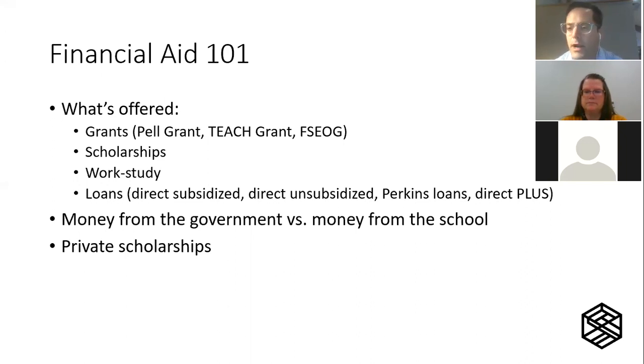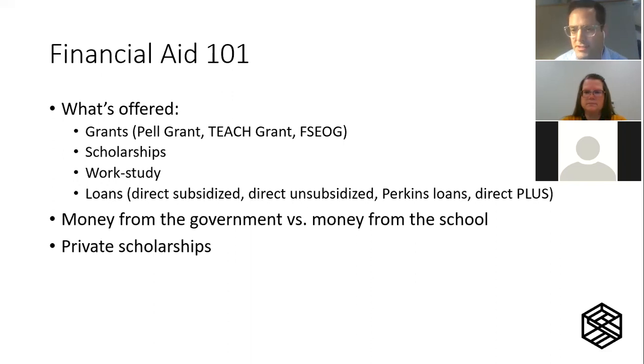Work study. This is where a school offers you a job, so it's not guaranteed. Your student still has to interview for that job. There has to be a job that's open, but then the federal government in turn actually pays for that job. And so it is still federal assistance, and you have to qualify for it based on financial need.